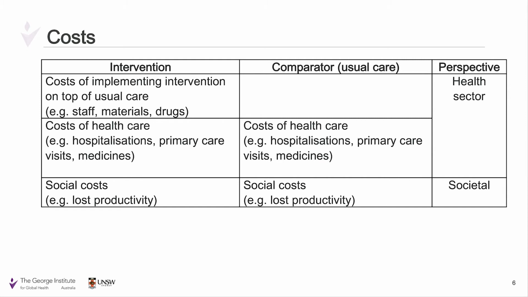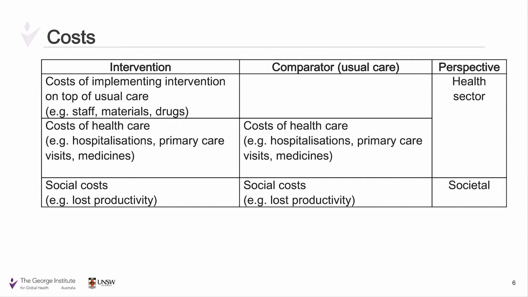So essentially these are the healthcare costs, the costs that are incurred by the health sector associated with the intervention. Sometimes, however, that may be too narrow a perspective, and we might be interested in a broader social perspective. From that point of view, we might be interested in measuring broader social costs. These might include for instance, lost productivity associated with an illness or a condition that's being assessed.